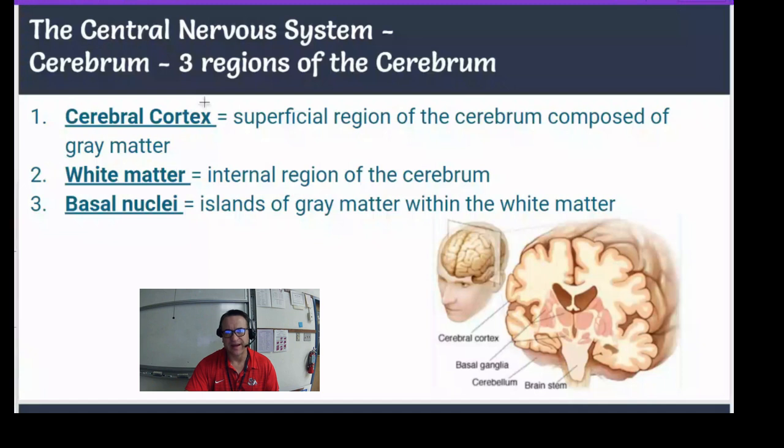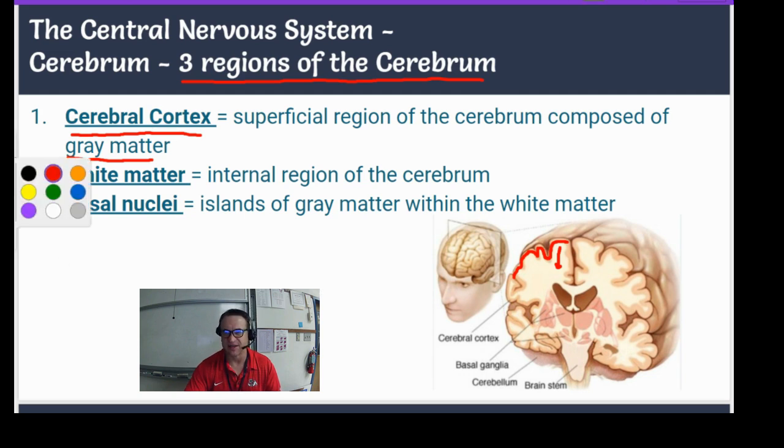And now the three different regions of the cerebrum. Two of these we've kind of already done. Cerebral cortex, the superficial region. It's out here. It's the most superficial, closest to the surface of the skin. Very thin layer of gray matter. It is gray because it contains mostly neuronal cell bodies, possibly unmyelinated axons. Now, located deep to the cerebral cortex, you have the white matter down here. So this is white because it's made of mostly myelinated axons.